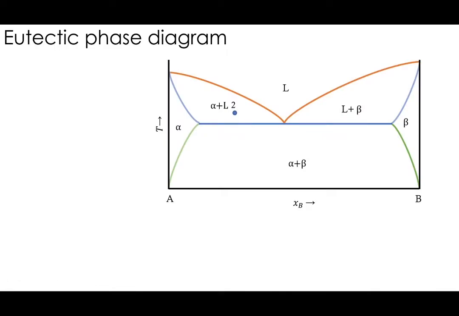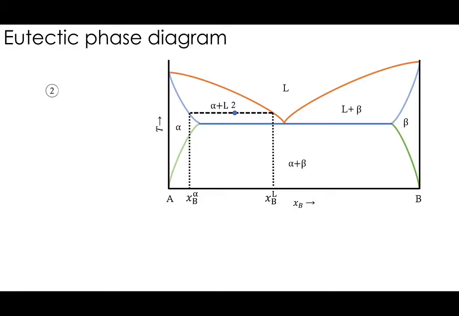Let's consider this point 2 in a two-phase field, alpha plus liquid. Here, we know that alpha should have some composition and liquid should have some composition to be in equilibrium. Alpha should have this XB alpha. Correspondingly, there will be a XA alpha. And a liquid should have this XB liquid. Only when the alpha and liquid have these particular compositions, only then they can remain in equilibrium at this temperature where we have drawn the tie line.